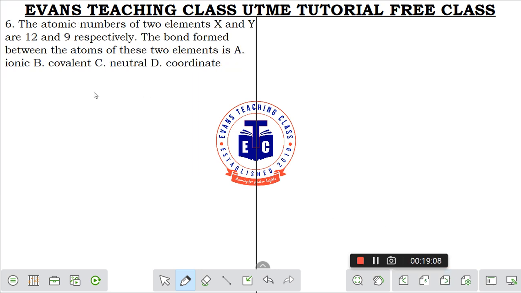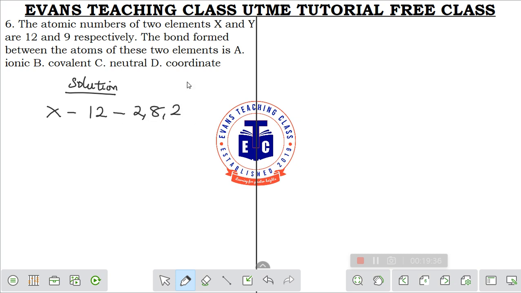So the last question here for today, they said the atomic numbers of 2 elements X and Y are 12 and 9 respectively. The bond formed between the 2 atoms of these 2 elements is A. Ionic, B. Covalent, C. Neutral, D. Coordinate. So let's do it. The solution. The first element X has an atomic number of 12, so that would be 2,8,2. We still have 9, so that will be 2,7. You already know that is fluorine.